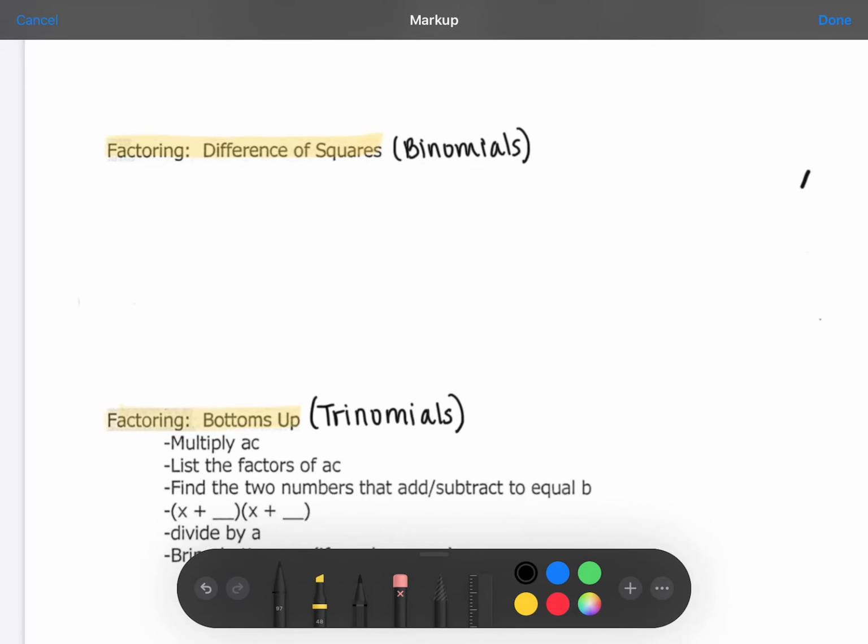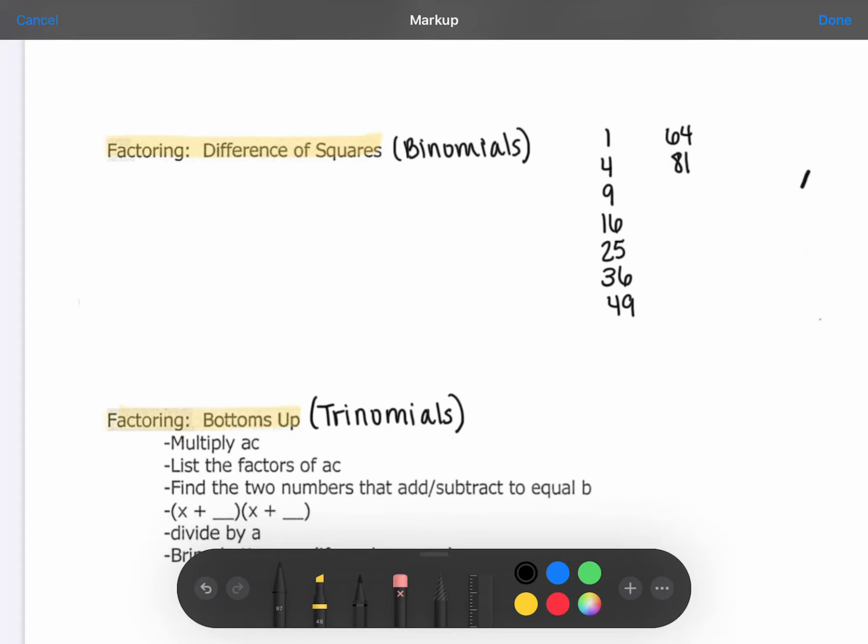Perfect square numbers are like, 1, 4, 9, 16, 25, 36, 49, 64, 81. Do you guys know what these numbers are? If you can take the square root of them, then they're perfect square numbers. The square root of 1 is 1. The square root of 4 is 2. The square root of 9 is 3.